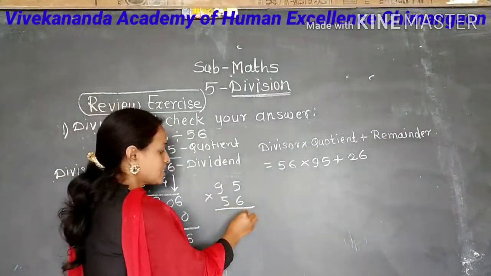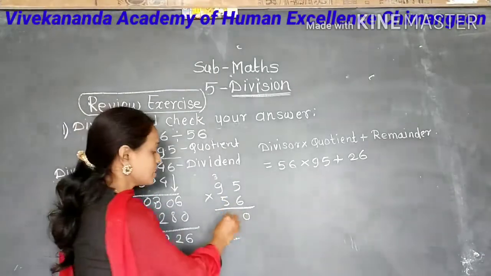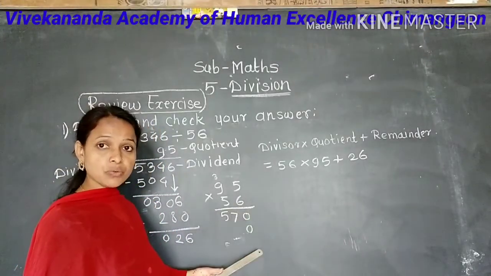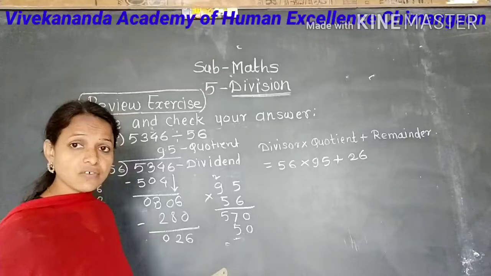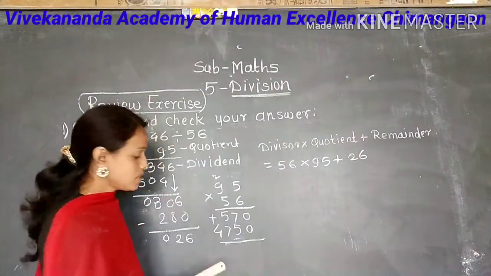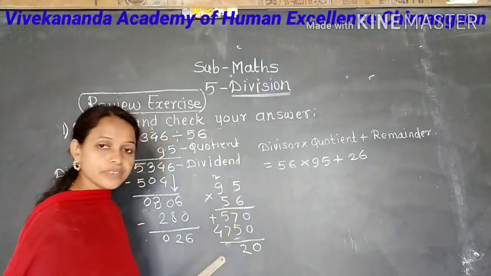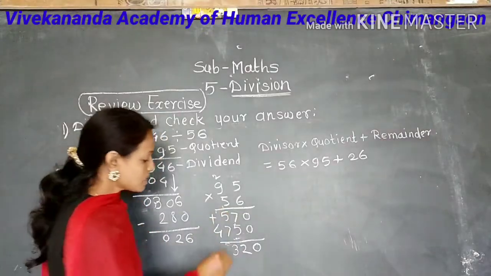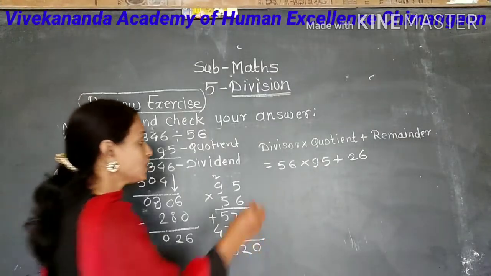6 5s are 30, 0 carry over 3. 6 9s are 54, 54 plus 3, 57. Now we multiply by 50, so we put 0. 5 5s are 25, 5 carry over 2. 5 9s are 45, 45 plus 2, 47. Now we will add. 0 plus 0, 0. 7 plus 5, 12. 2 carry over 1. 7 plus 7, 14, 14 plus 1, 15. In this way, we get the product 5320.